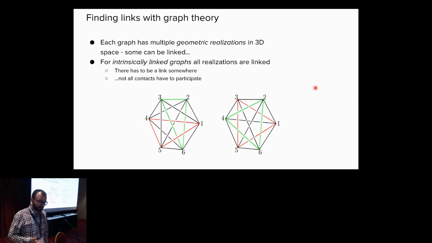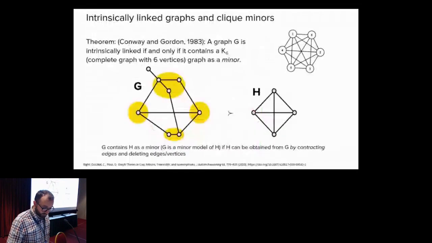When we exploit the fact that, while a graph can have a multitude of representations, there are some graphs called intrinsically linked graphs that necessitate linking. So if we have the structure present, then we know that somewhere in the structure there is a link. This is predicated on all of these contacts being in a cell at a given time. Nevertheless, it is necessary. And the basic theorem that we based our research on is a theorem by Conway and Gordon from graph theory.